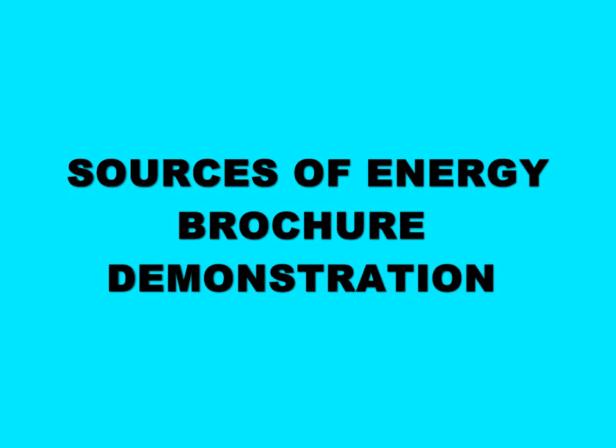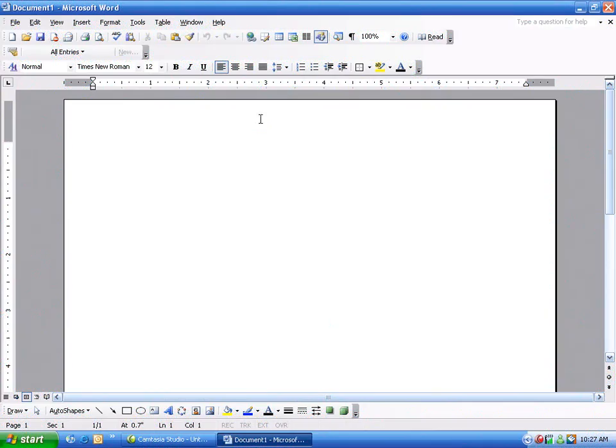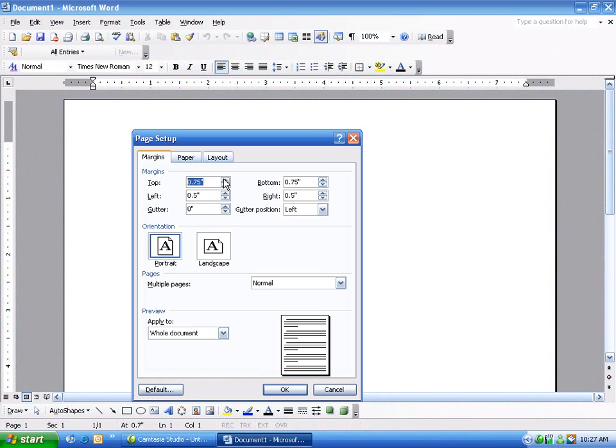We'll be using Microsoft Word to make a brochure comparing energy sources. Once you've opened Microsoft Word and started a new file, select File, Page Setup. We're going to set the margins so we have all the room we need for our brochure. Let's change them to 0.2 inches on the top, the bottom, and the sides. Once you've done this, click OK.